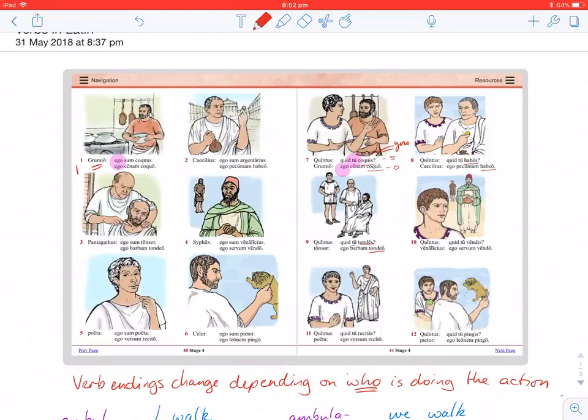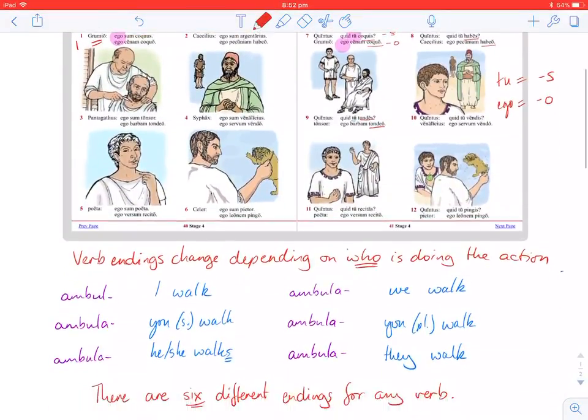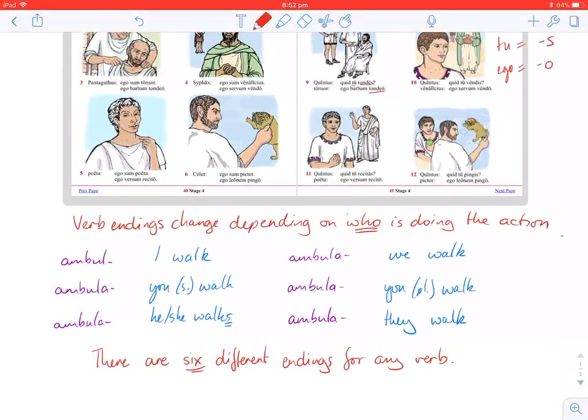So we can see a pattern emerging. Every time we have the word tu, meaning you, the verb has the letter S on the end. And every time we have the word ego, meaning I, the verb has the letter O on the end. So what does that tell us about verbs in Latin? It actually tells us that every time we change the person doing the action, the verb ending changes. So, I'll say that again. Verb endings change depending on who is doing the action.